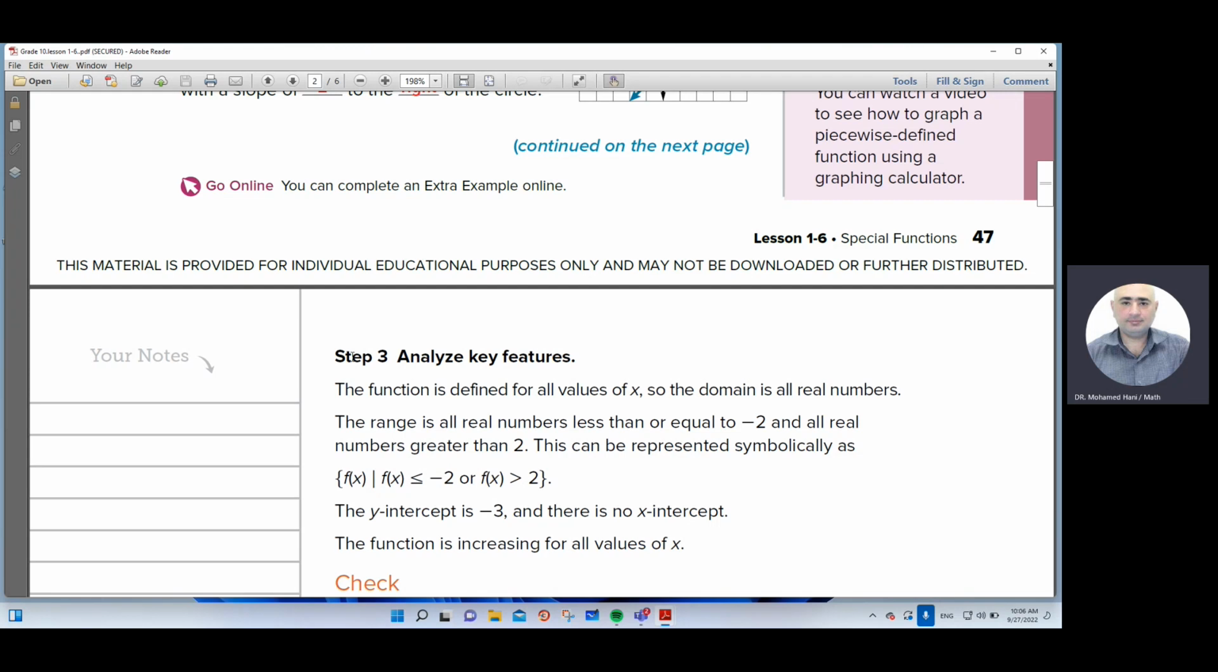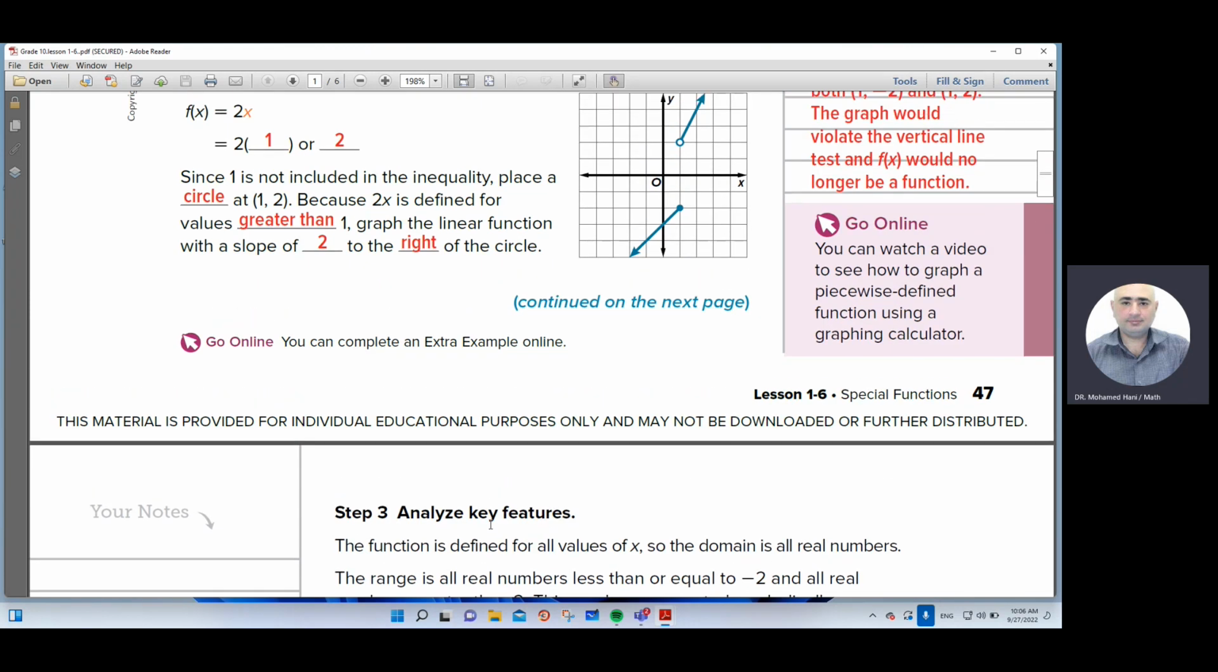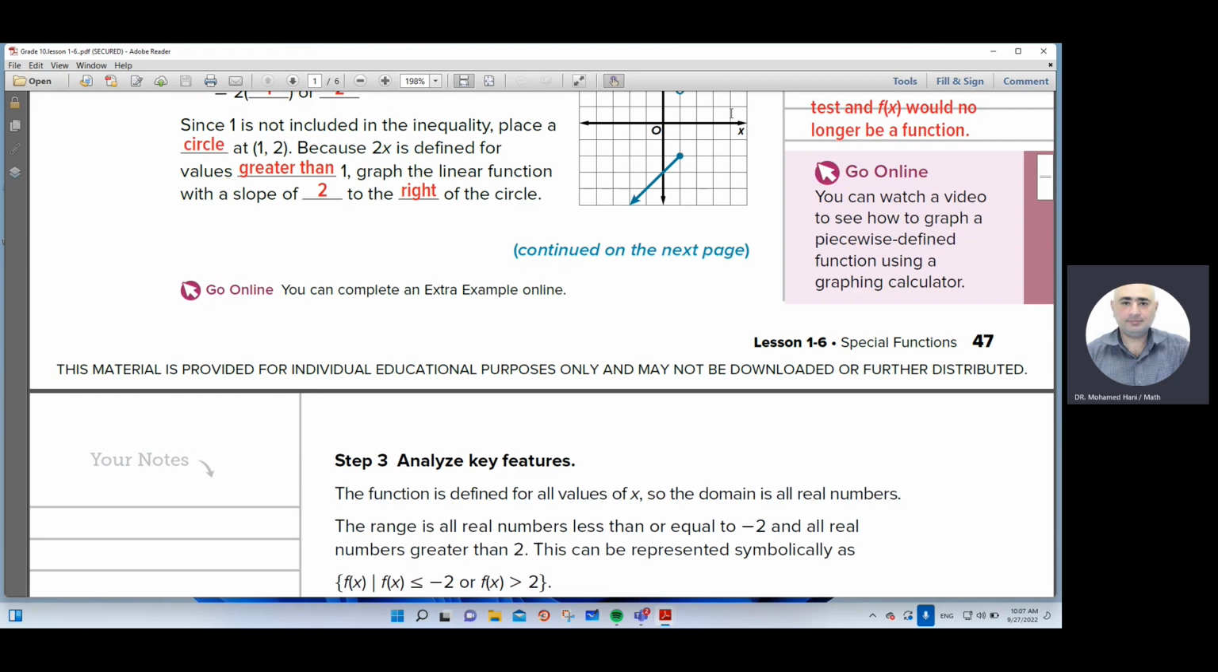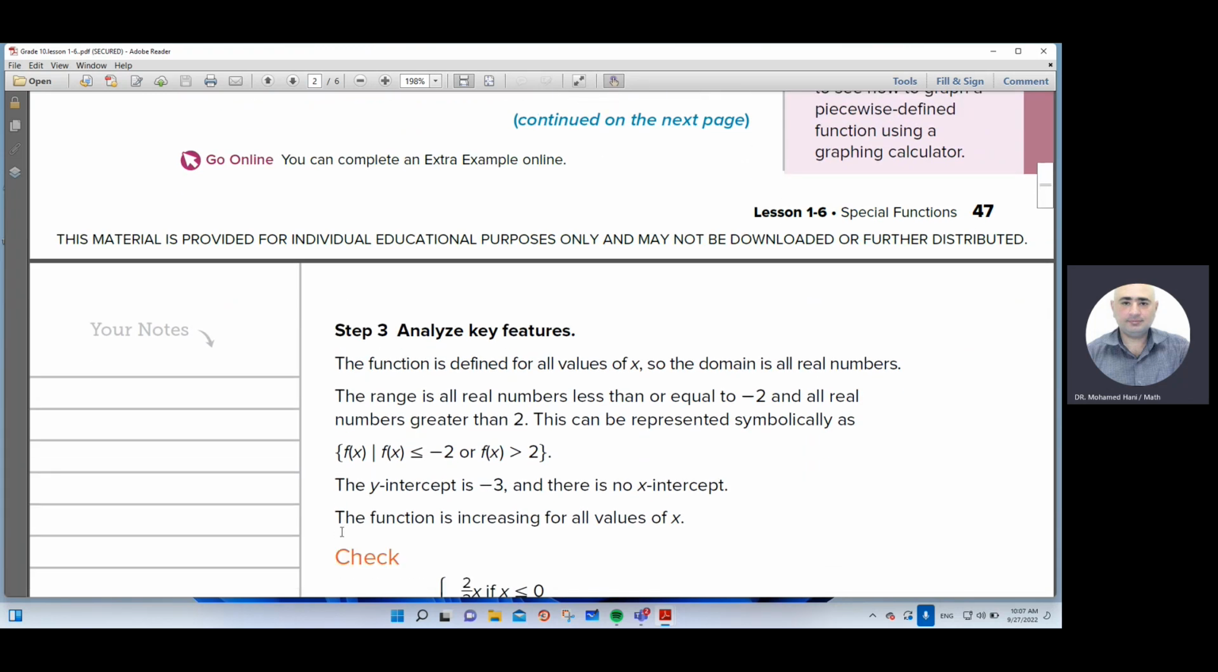So the third step is important, and the y-intercept is -3. As you see here, the y-intercept, in this point, we have -3. And no x-intercept, as you see, no x-intercept. So the function is increasing for all values of x. So please, I want you to write step 3.